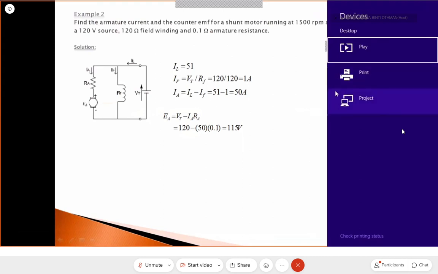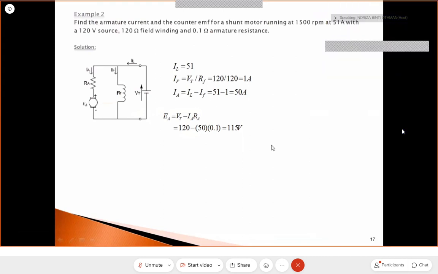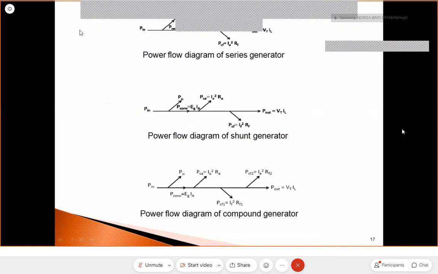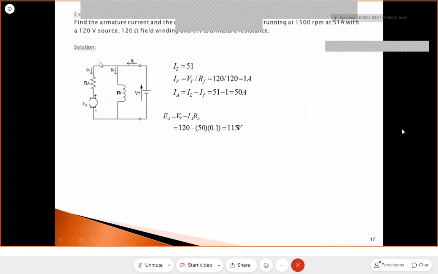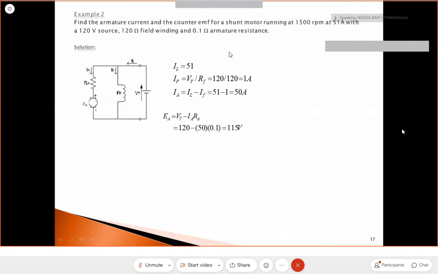Find the armature current and the counter EMF. Counter EMF ni is EA. Dia untuk motor kita panggil counter EMF. Find the armature current and the counter EMF for shunt motor running at 1500 rpm at 51 ampere with 120 volt source and 120 ohm field winding and 0.1 ohm armature resistance.